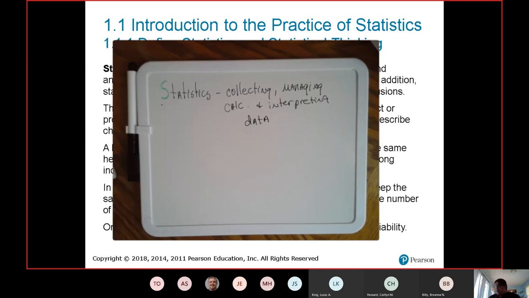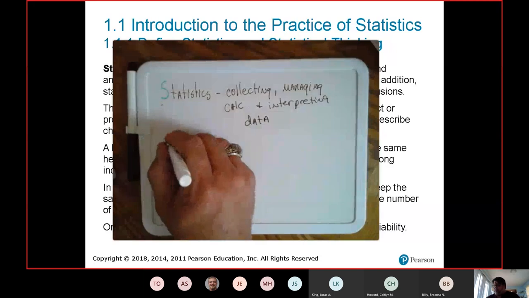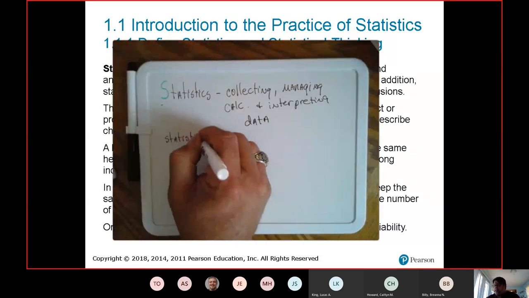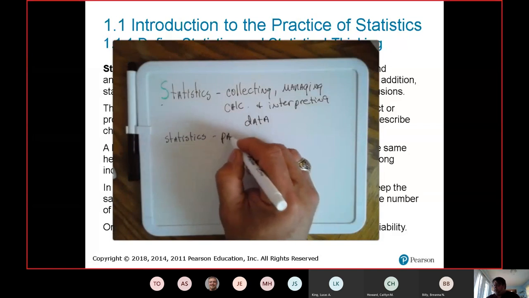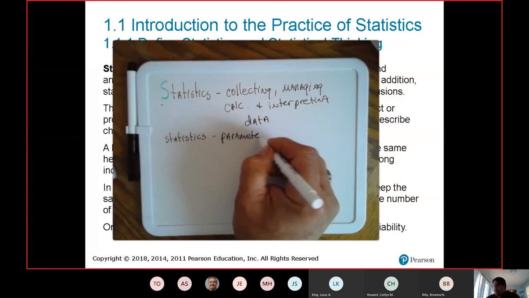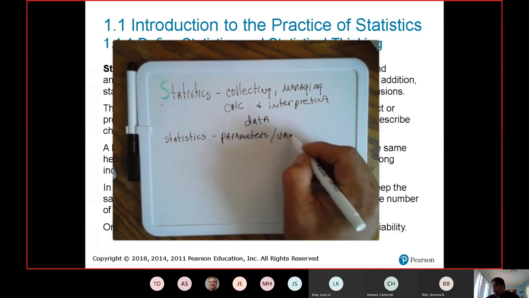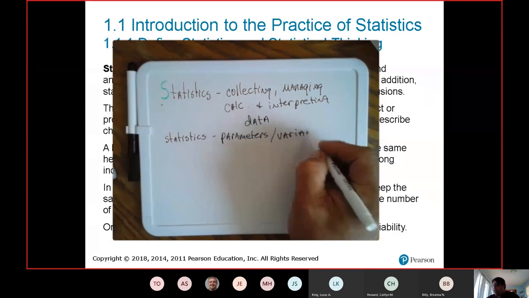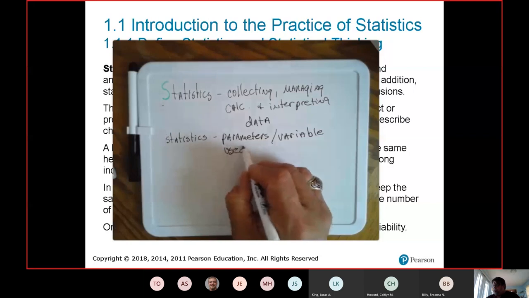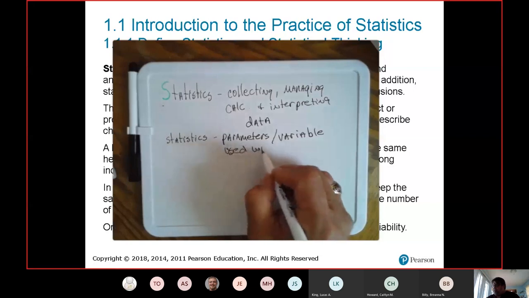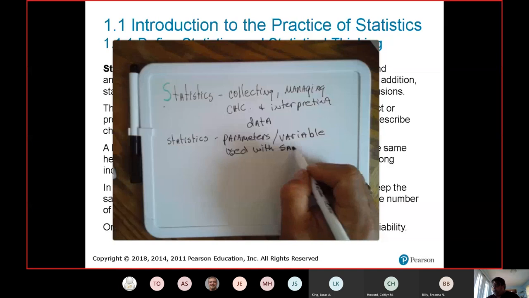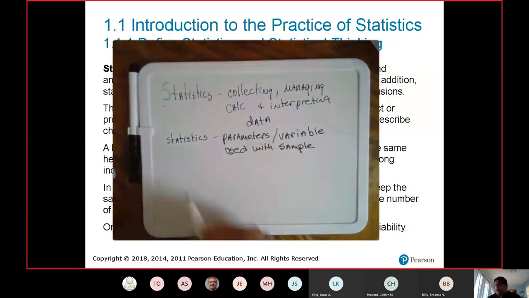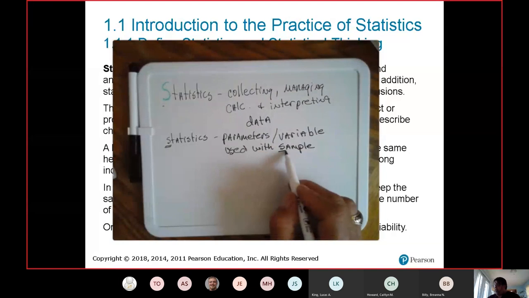Okay, so uppercase statistics is managing, calculating, and interpreting data. Lowercase statistics, and I'm going to go ahead and give you that one. Lowercase statistic is parameters slash variables used with the sample. Okay, so sample, remember lowercase statistic goes with lowercase sample.